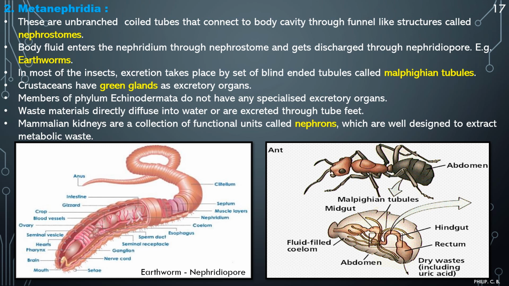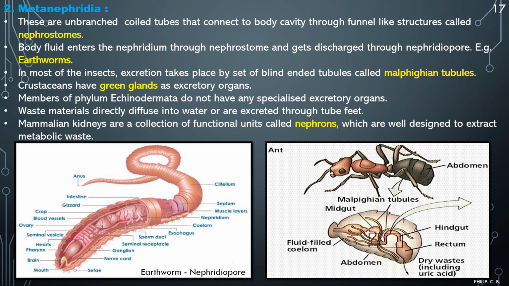Mammalian kidneys are a collection of functional units called nephrons. Again, I have kept an image in the later part of the video, which we learn in detail in the next part of the video. They are well designed to extract metabolic waste.